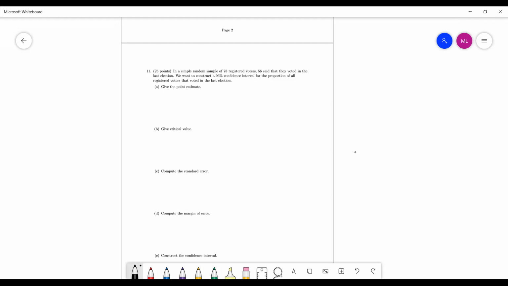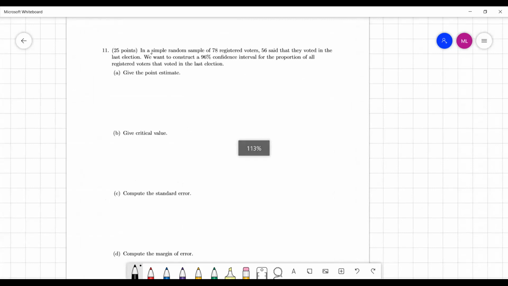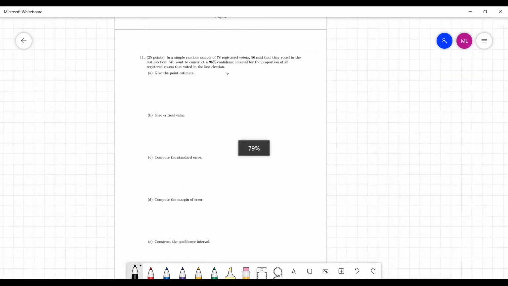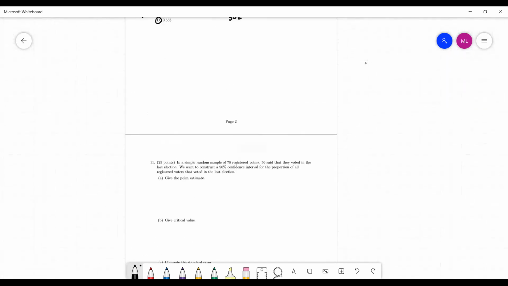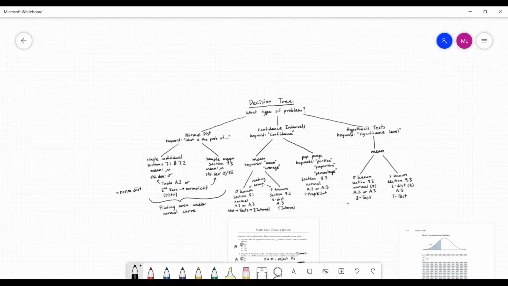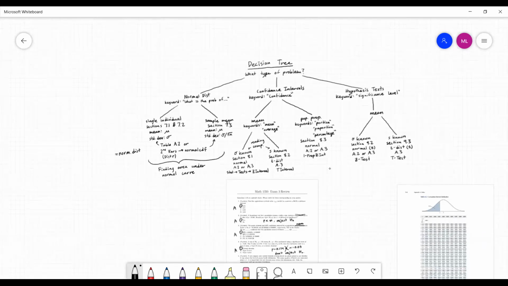Problem 11. Okay, so in a simple random sample of 78 registered voters, 56 said they voted in the last election. We want to construct a 96% confidence interval for the proportion of all registered voters that voted in the last election. So first things first, let's imagine that we're trying to use our giant table that we generated up here.